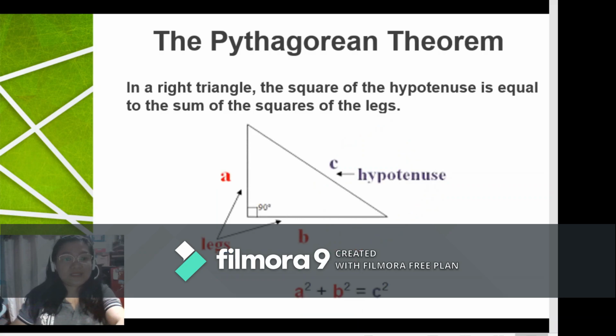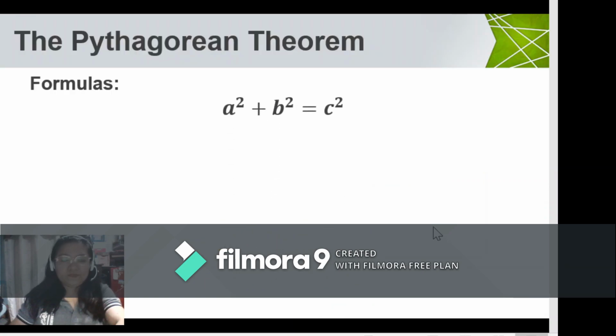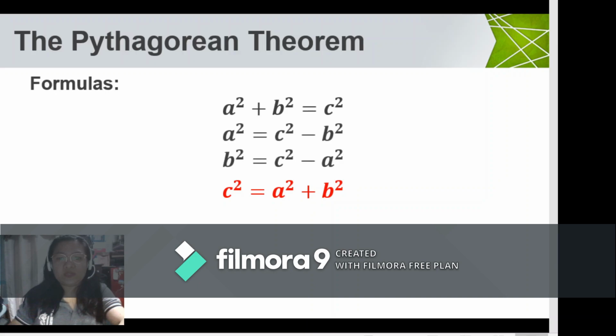This means that when we get the square of A plus the square of B, it is equal to the square of C. So that's A squared plus B squared equals C squared. By the commutative property of equality, we can say that C squared is equal to A squared plus B squared. When we need to get A squared, that is C squared minus B squared. B squared is equal to C squared minus A squared.